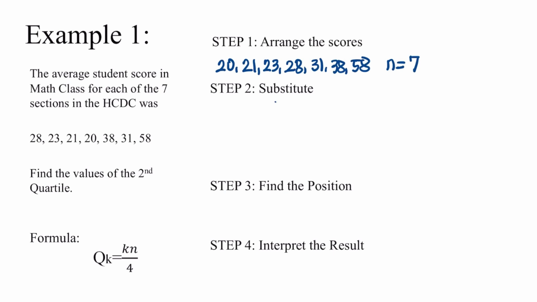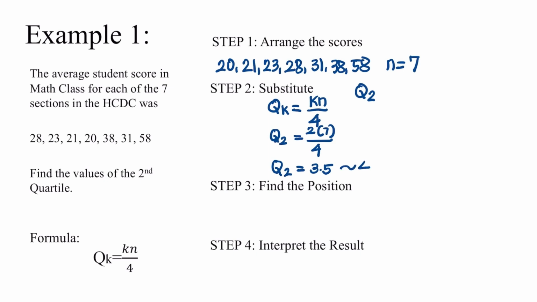Take note that the formula is Q sub k is equal to kn divided by 4. We're looking for quartile 2. In that case, Q sub 2 is equal to 2 times 7 divided by 4. In that case, Q sub 2 is equal to 3.5. This is not yet the position, but we need to round it off to the next whole number. So in that case, this is now approximately 4. Therefore, Q2 is in the 4th position.